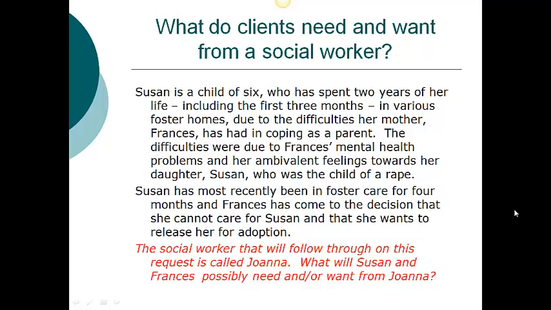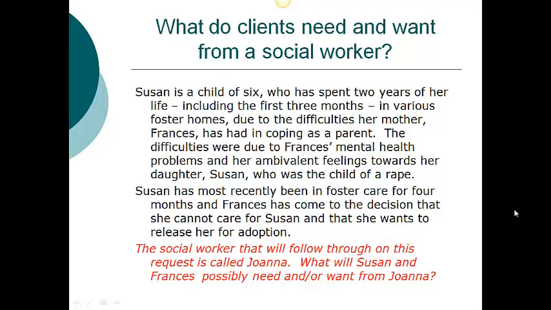Susan is a child of 6 who has spent 2 years of her life, including the first 3 months, in various foster homes due to the difficulties her mother, Frances, has had in coping as a parent. The difficulties were due to Frances's mental health problems and her ambivalent feelings toward her daughter, Susan, who was the child of a rape. Susan has most recently been in foster care for 4 months, and Frances has come to the decision that she cannot care for Susan and that she wants to release her for adoption. The social worker that will follow through on this request is called Joanna. What will Susan and Frances possibly need and or want from Joanna?